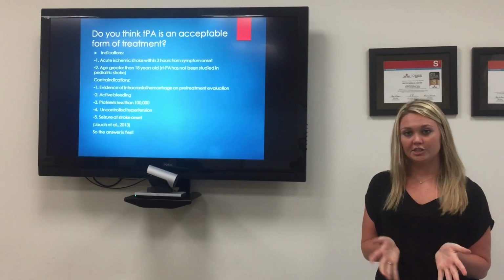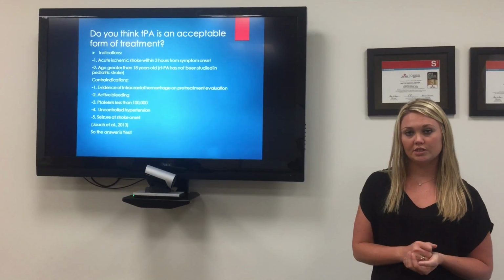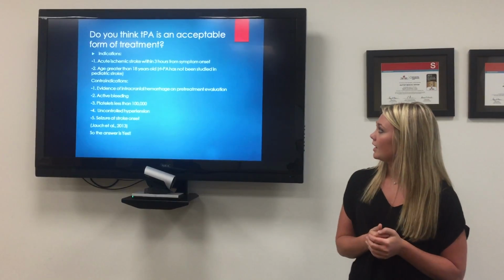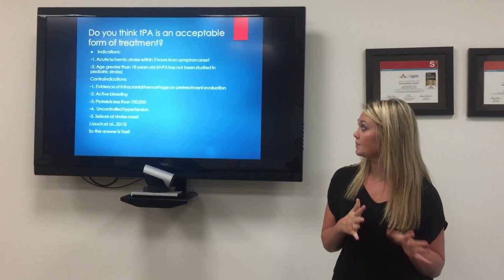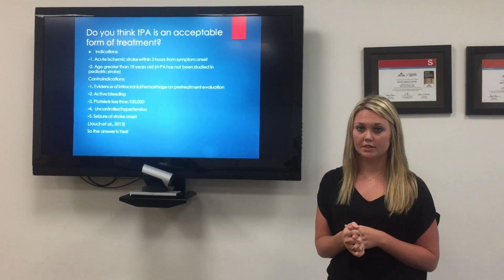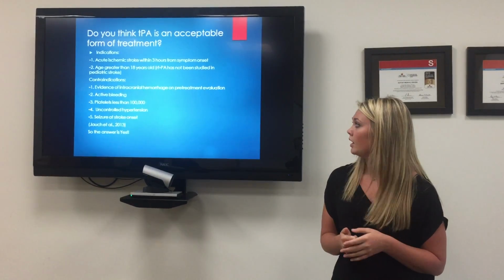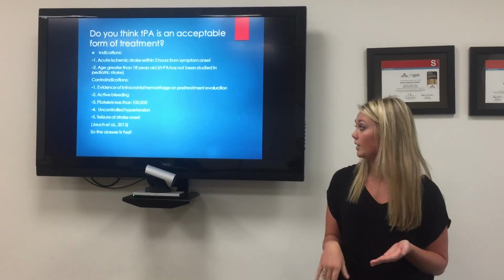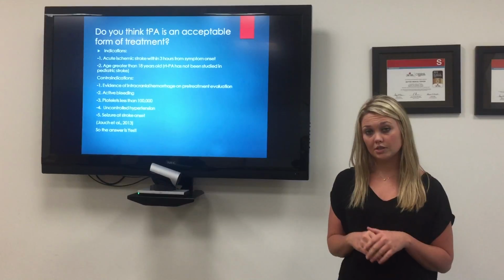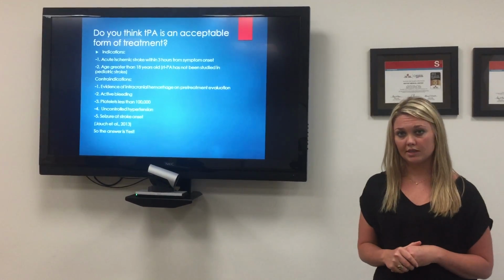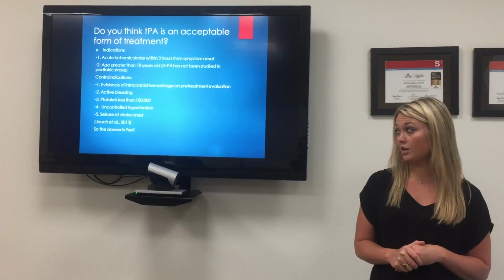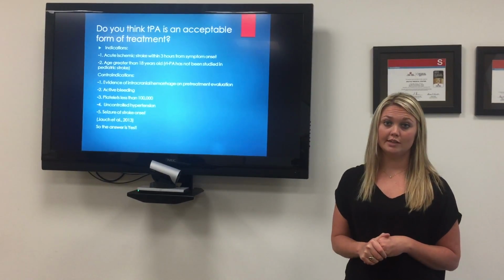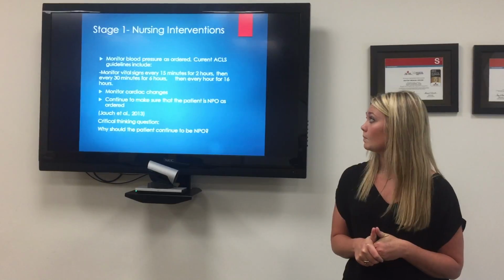So, indications for TPA. Some of the indications is the patient needs to be at least 18 years old, which he is, and it needs to be given within 3 hours of the onset of the symptoms, and it's been 2. Contraindications would be intracranial hemorrhage, which we ruled out, he does not have, active bleeding he does not have, and if his platelets are less than 100,000, he could not get this, and uncontrolled hypertension. So the answer to the question is yes, he's a candidate.